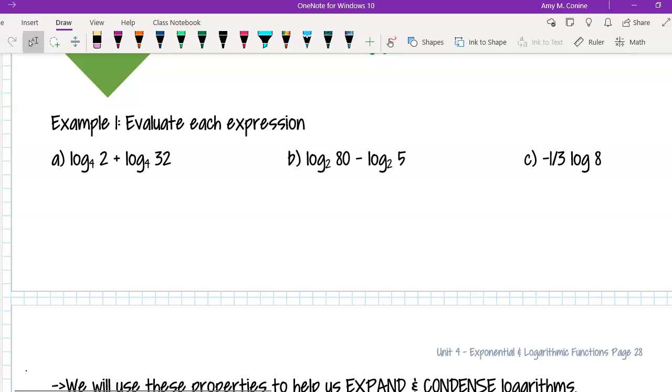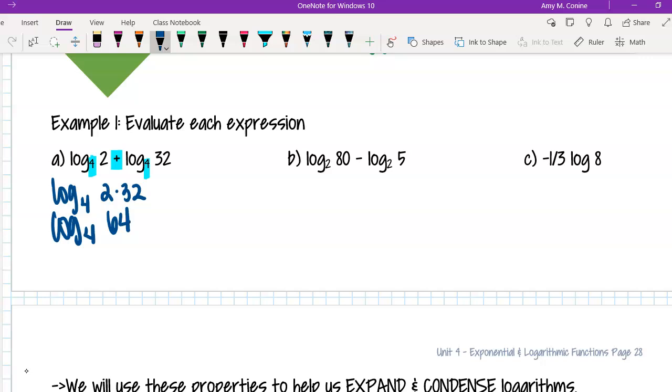For the examples, example A, we have log base 4 of 2 plus log base 4 of 32. We have addition here, so we can combine using multiplication because they have the same base. Make sure they have the same base. So we can say log base 4 of 2 times 32, which gives me log base 4 of 64.